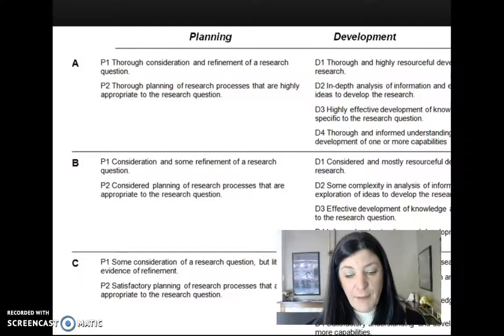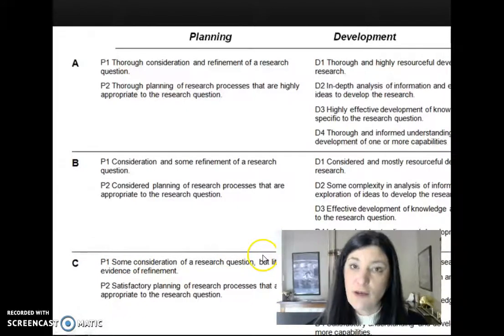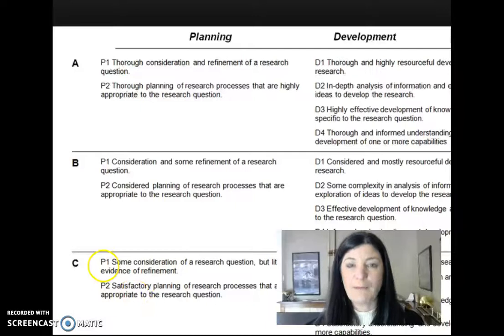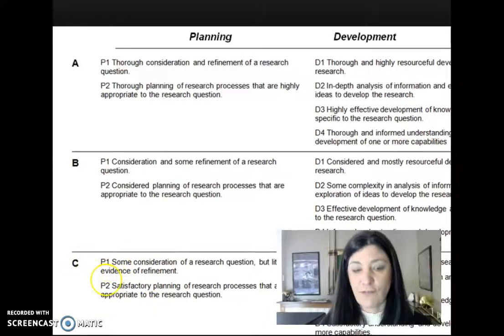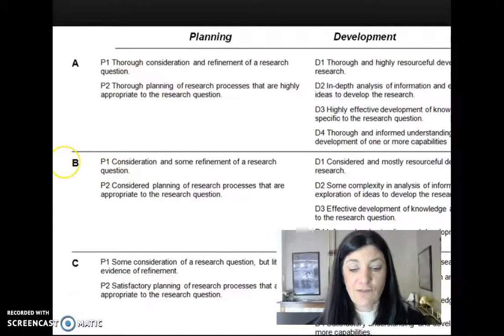So if you look at P1 at a C standard, then we're looking at some consideration of a research question, but with little evidence of a refinement. And so therefore, just submitting your first proposal, but demonstrating that you haven't actually changed it along the way or really done a lot of consideration about it will maybe get you to the C minus kind of standard. To be heading up towards a B grade, we need to be looking at some consideration and some refinement of your research question, so that's where your annotation comes in.